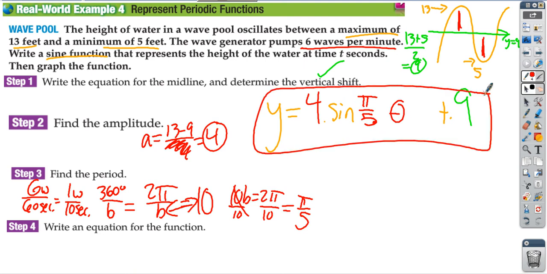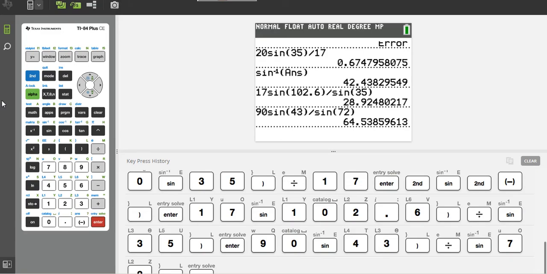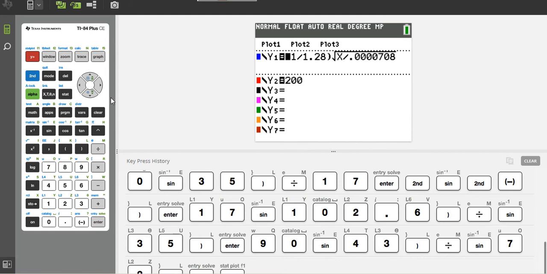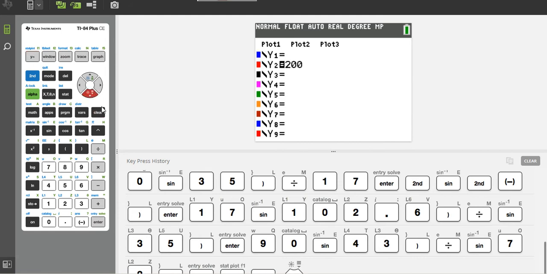It says find the height. We pretty much found it right there. That's our function. In terms of graphing it, we could go through that process we did before, but let's just show you how to graph it on a graphing calculator. So here's what you would do. You go to y equals, and we will just clear all this stuff out here.